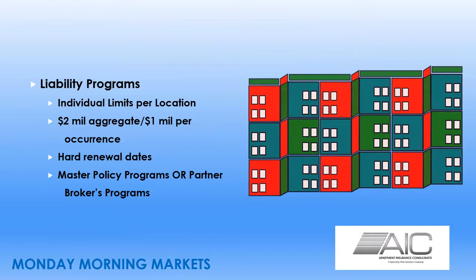So we offer property and liability. Our liability has individual limits, so it's not a shared program like our property is. It has a $2 million aggregate, $1 million per occurrence payout. We have hard renewal dates, so we have a 12/14 program. It starts and begins on 12/14 every year. And we also have a 10/1.